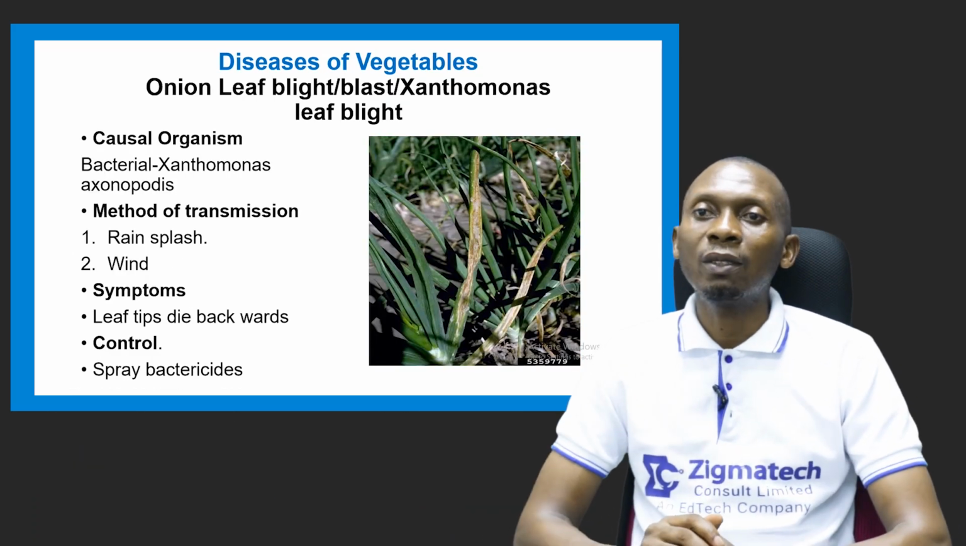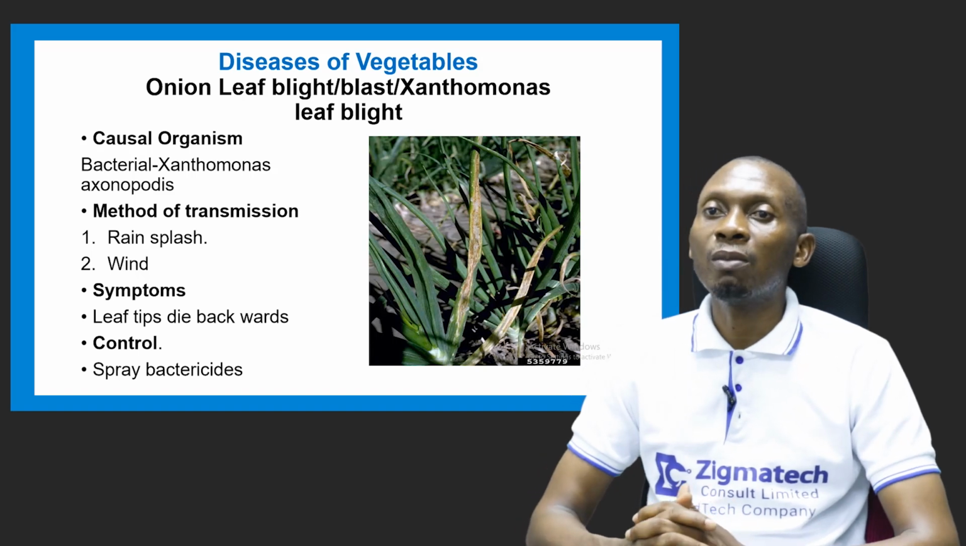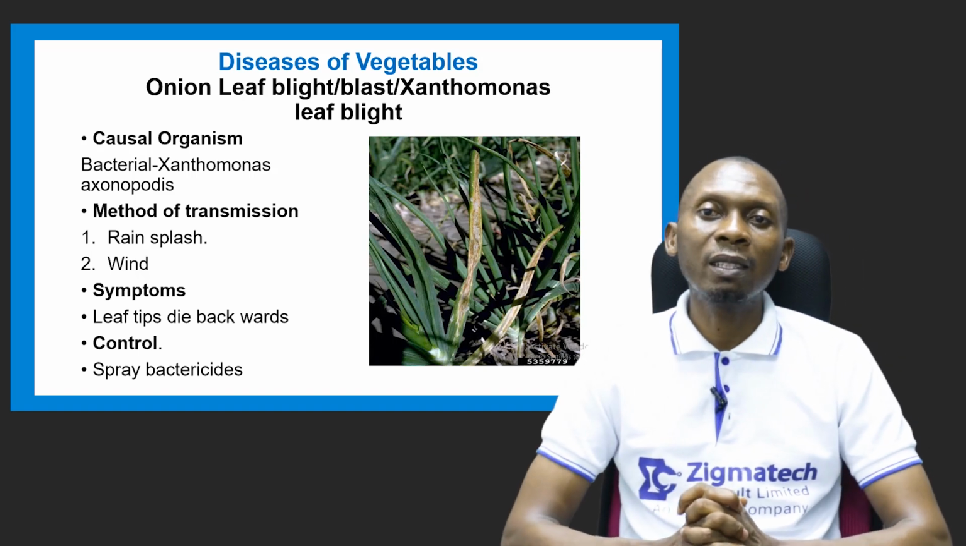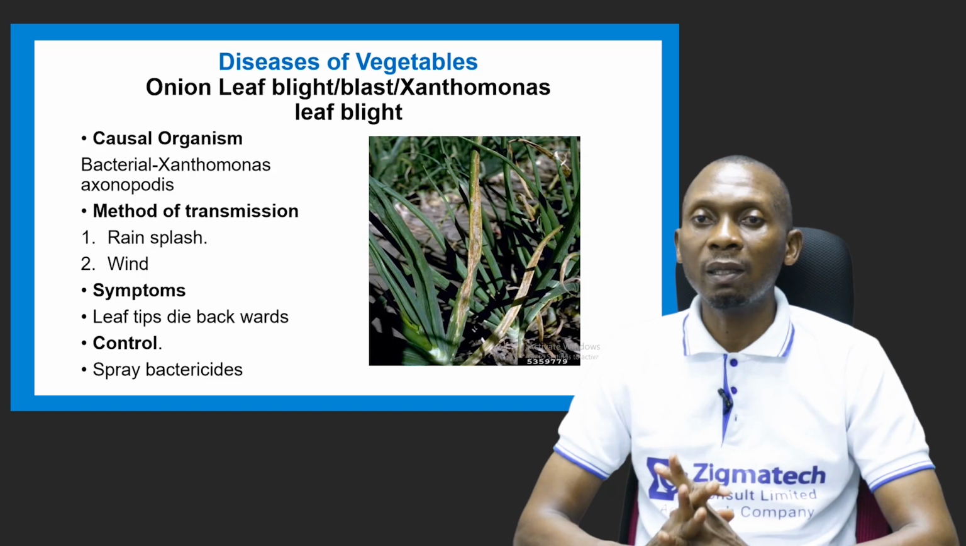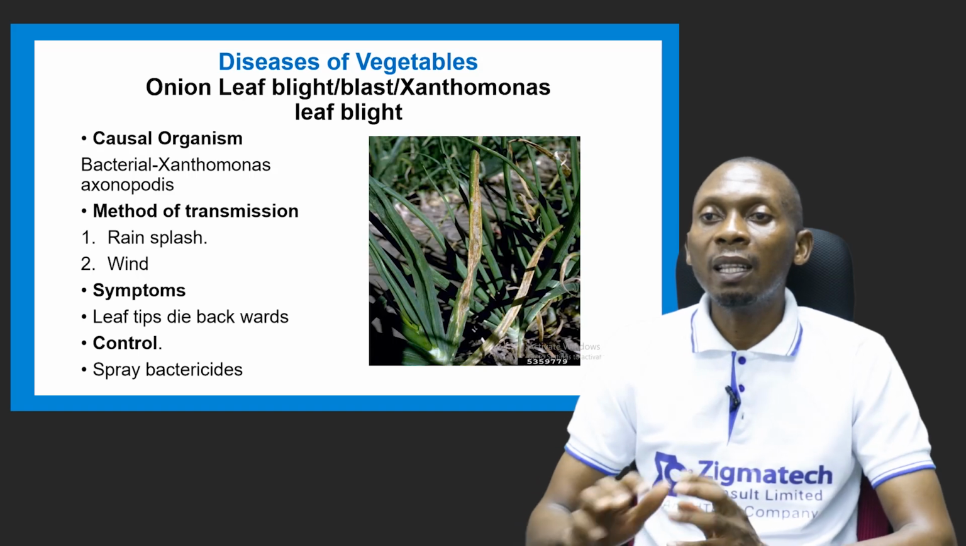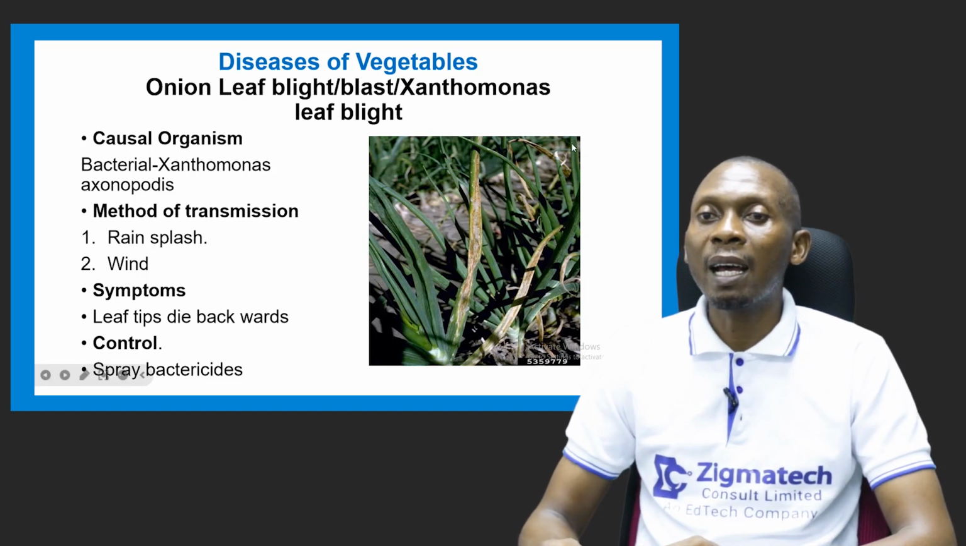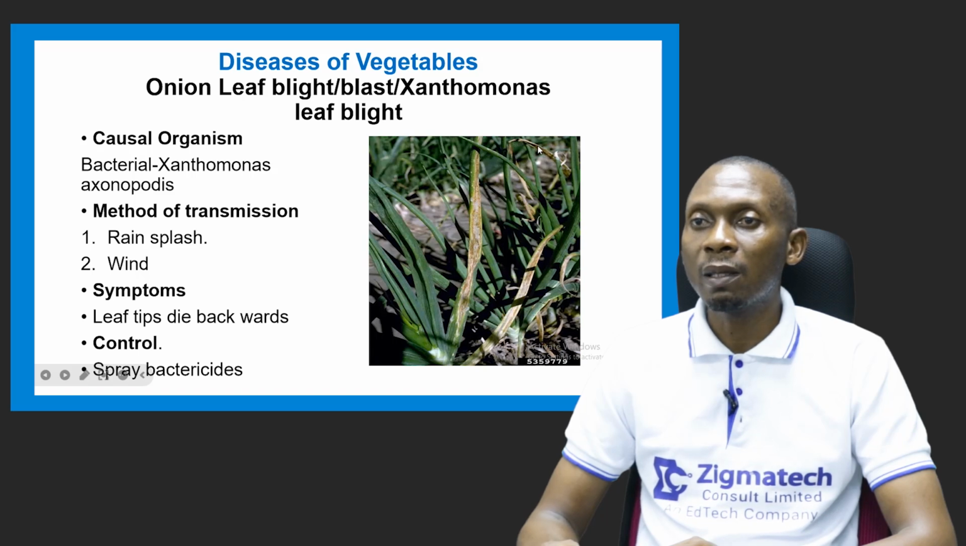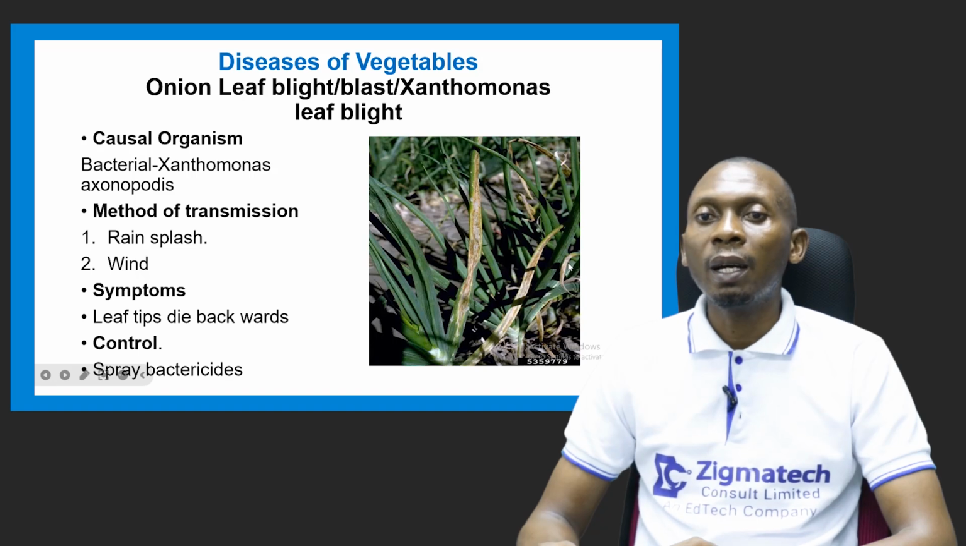Onion leaf blight or blast, or Xanthomonas leaf blight, is caused by the bacteria Xanthomonas axonopodis, and is transmitted by rain splash and wind. And the symptoms here, the leaf tips die backwards. As you can see, the leaf tips here are dying backwards. Even here too. See here as well. And then you need to spray bactericides to control this.